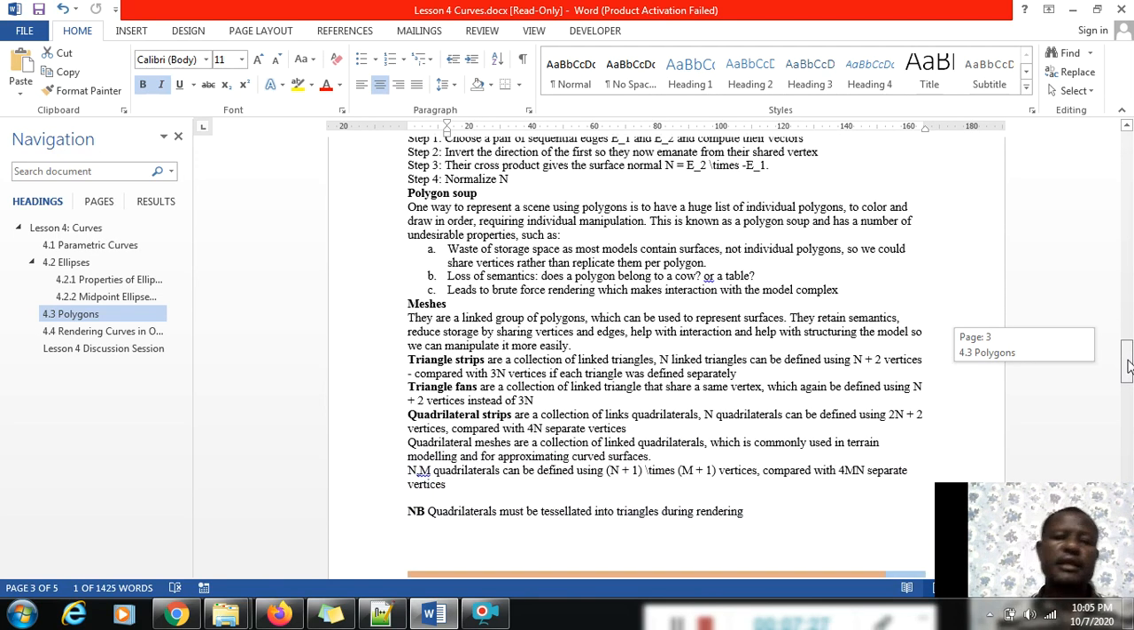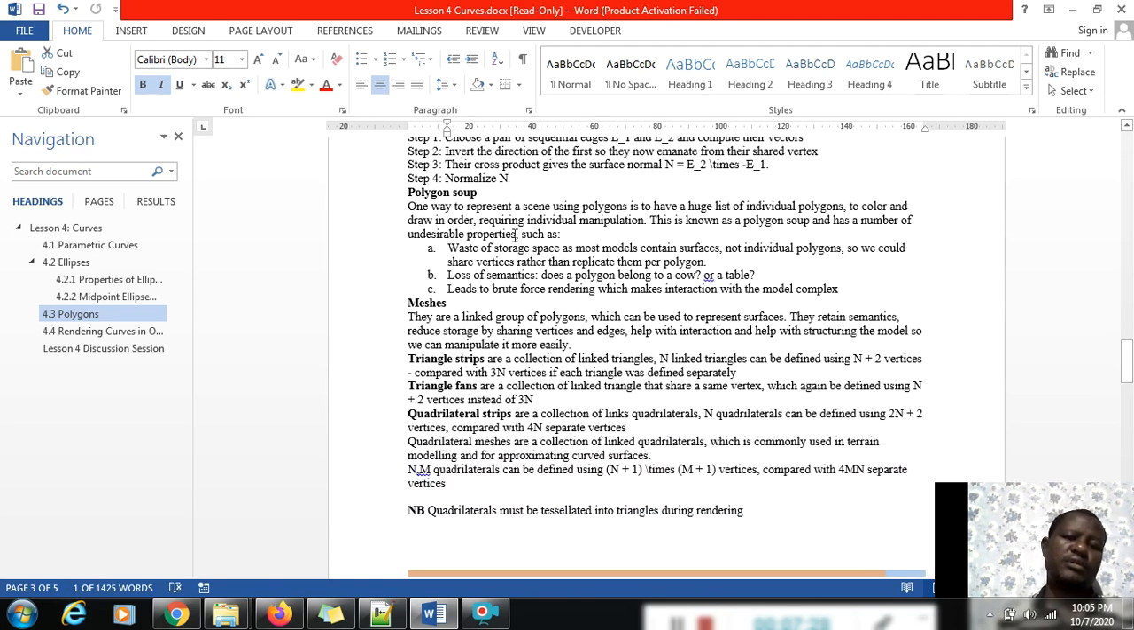When you have several polygons put up together, some of them have their vertices visible, others are hidden, then we talk of the polygon soup. And we want to avoid a scenario where we include vertices and parts which are hidden within the polygon soup within the diagram. This is a waste of storage space. It also leads to a loss of semantics and leads to brute force rendering, which makes interaction with the model complex.